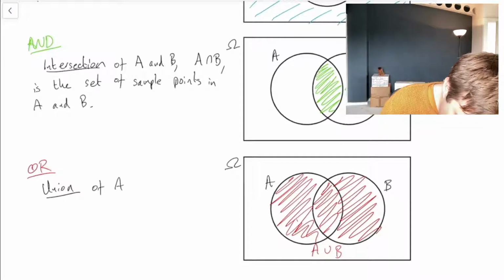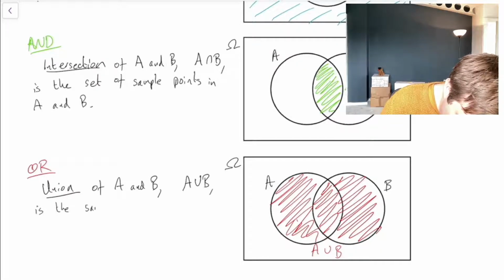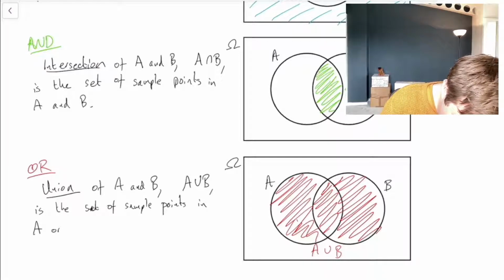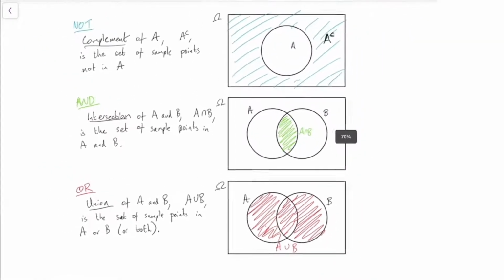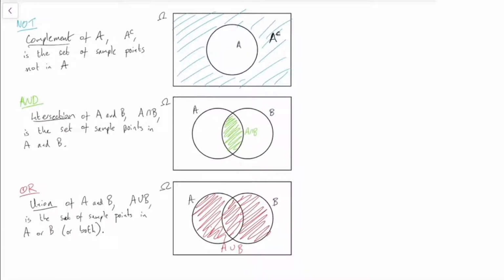So a union of A and B, which is A or B, the set of sample points in A or B, which includes both. So those are our three ways of getting new events from old. Given an event, it cannot happen, which is a complement. Two events A and B can both happen, which is the intersection. Or at least one of A and B can happen, which is the union.